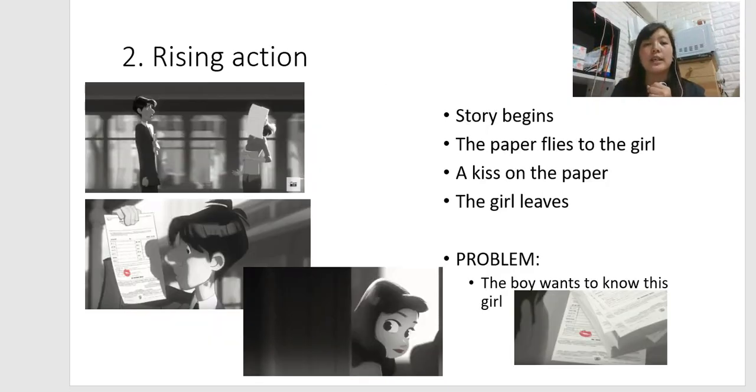And then afterwards is the rising action. So what happened? The story begins. The paper flies to the girl, covering her face with a kiss on the paper, and then the girl leaves. But there's a problem. The boy starts to want to know more about this girl. He misses this girl. So this is the rising action, and the problem begins. The problem is the boy doesn't know who this girl is, but he misses her. He wants to know more about her. So this is the problem.